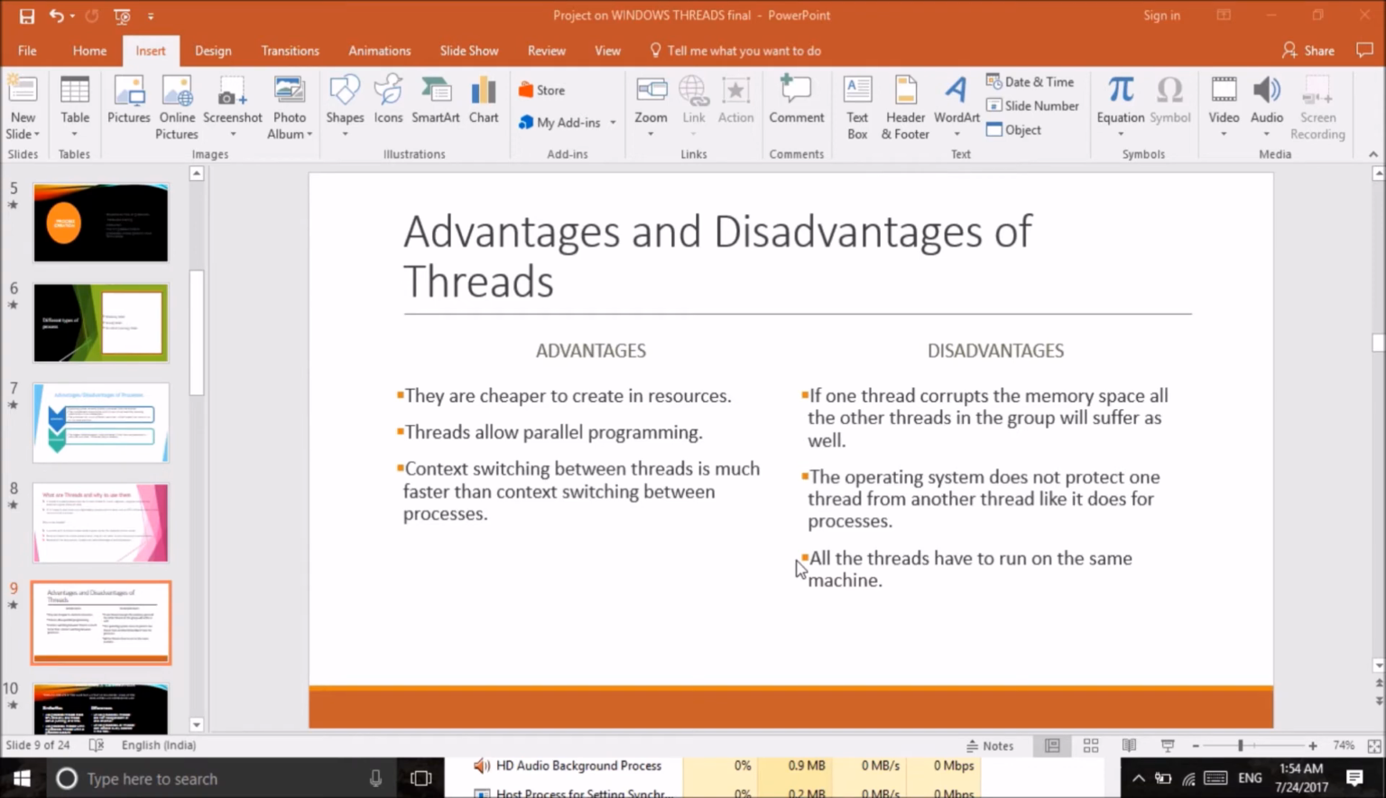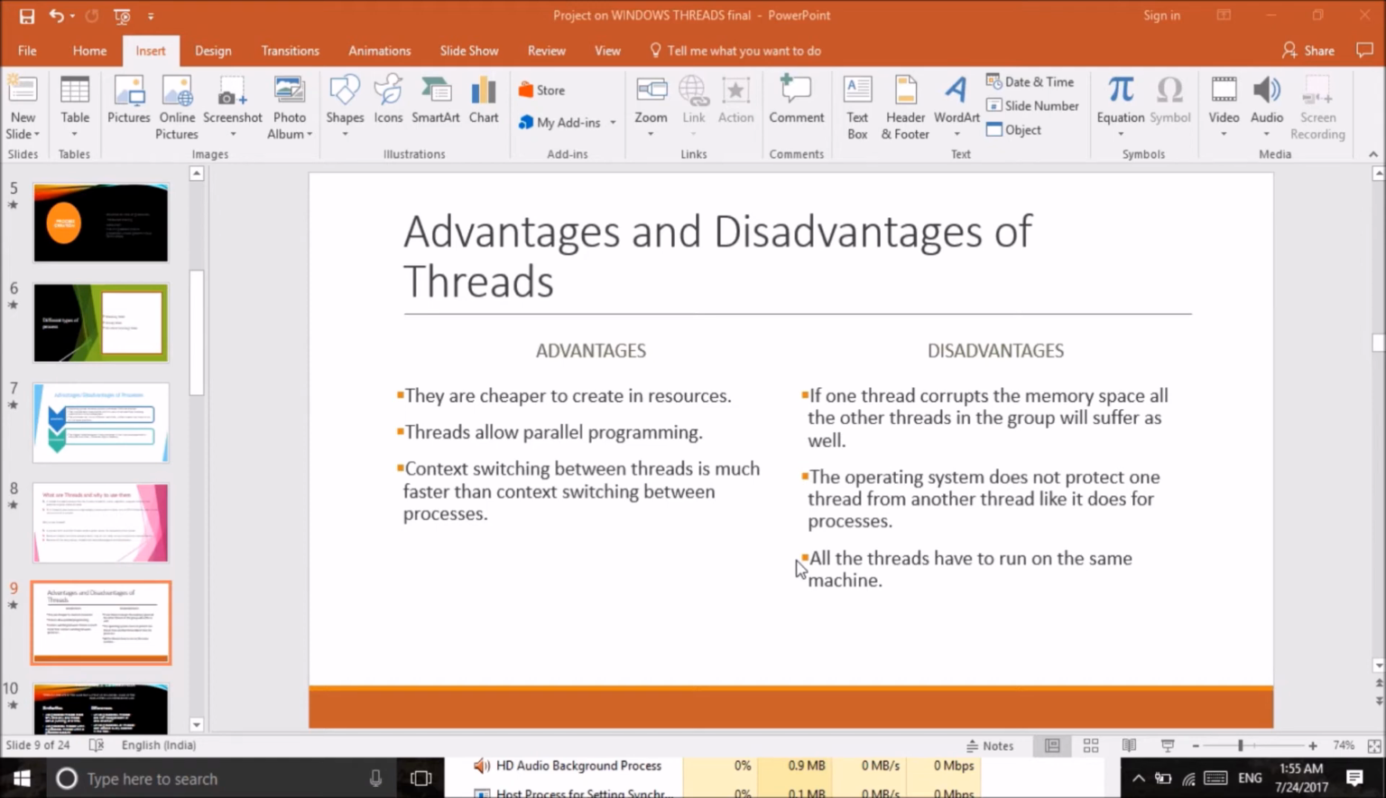Advantages and disadvantages of threads. Coming to advantages, they are cheaper to create in terms of resources. Threads allow parallel programming. The threads can be executed in parallel, and context switching is much faster when compared to processes.